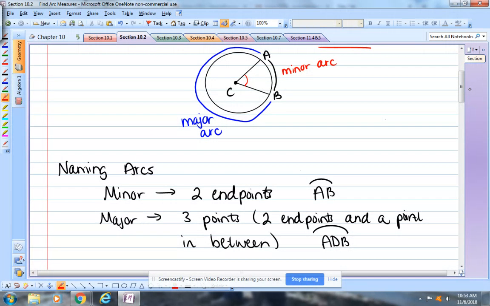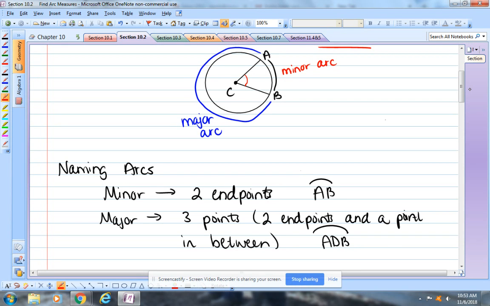Okay, here's how we name arcs. You might have room to put that somewhere on that page, over to the side if you drew the picture. If you're naming a minor arc, you're going to use 2 points. If you're naming a major arc, you're going to use 3 points: the 2 endpoints and a point between. So minor arcs have 2 endpoints for the name.